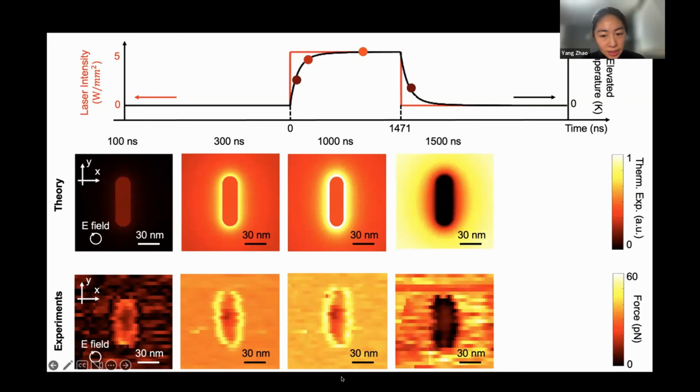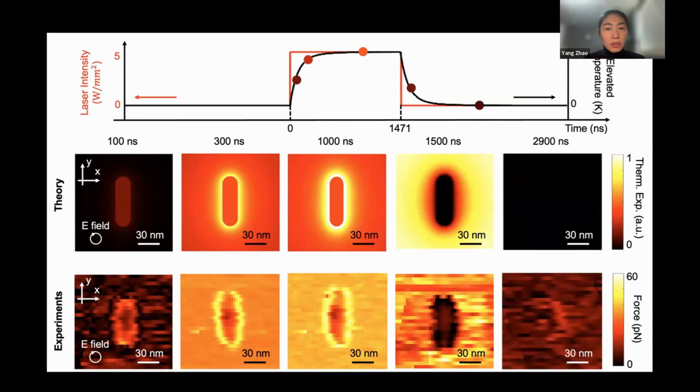So this is what we see. The particle gets darker and the environment gets hotter, so you start to see the contrast now associated with the cooling phase. And then as the particle completely cools down and gets close to room temperature, you can see there's no contrast between your particle and the environment.